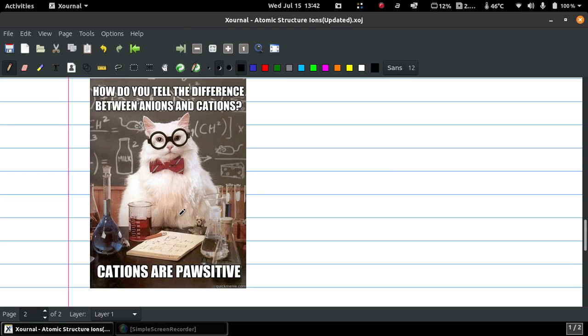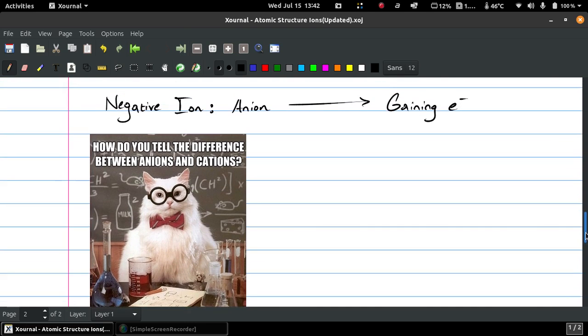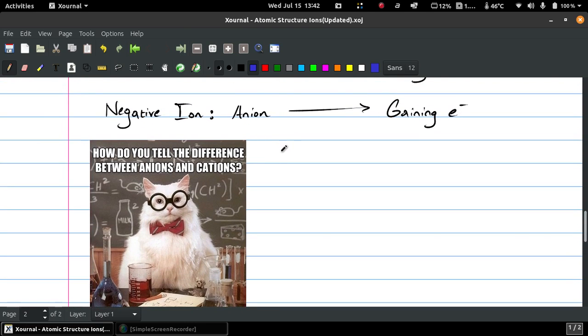So, anyways, I'm going to go back up here and write a formula that we just wrote down. So for a neutral atom, we have number of protons.